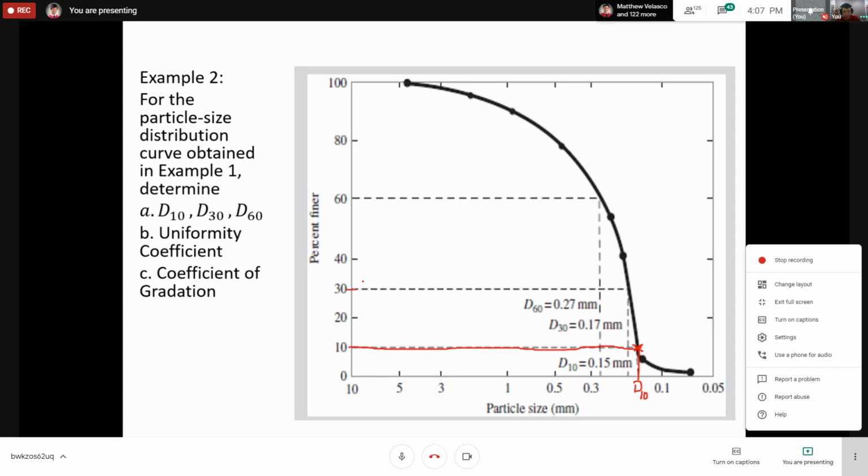The same goes for the D30 and D60. So project up until whatever the intercept is on your graph, and that is the D30. In this case, that's 0.17. And lastly, it's your D60. Just project, and whatever the intercept is, that is your D60.